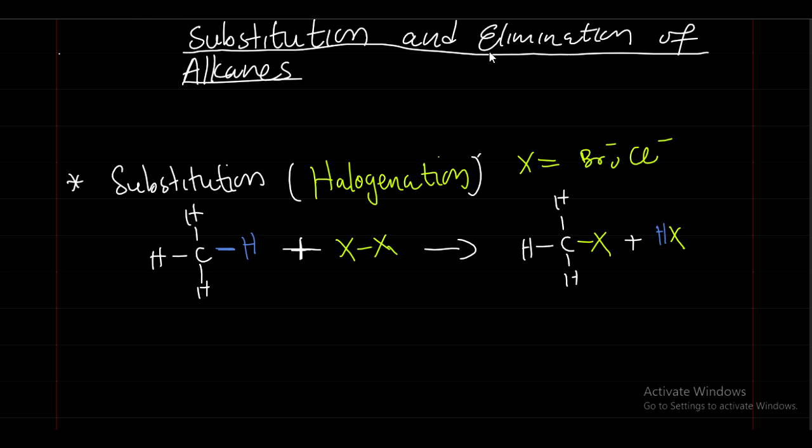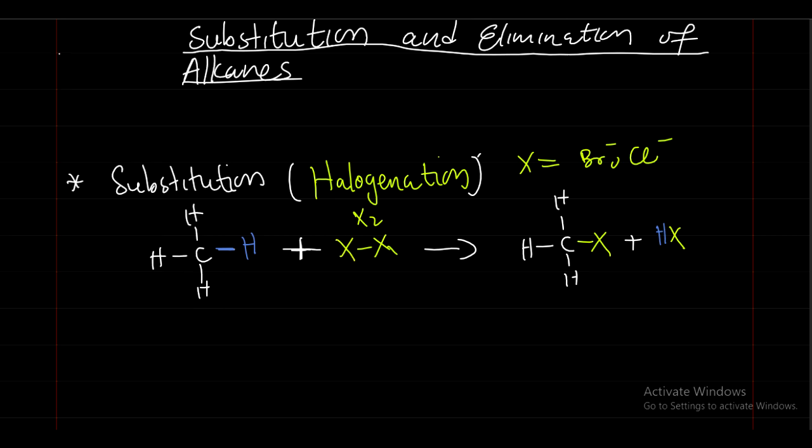Okay, so now here I have a structural formula, the equation. So substitution of alkanes is halogenation. So we have X2 here. Okay, so this is X2. But then I've written it like this so that you can see what happens when we substitute.